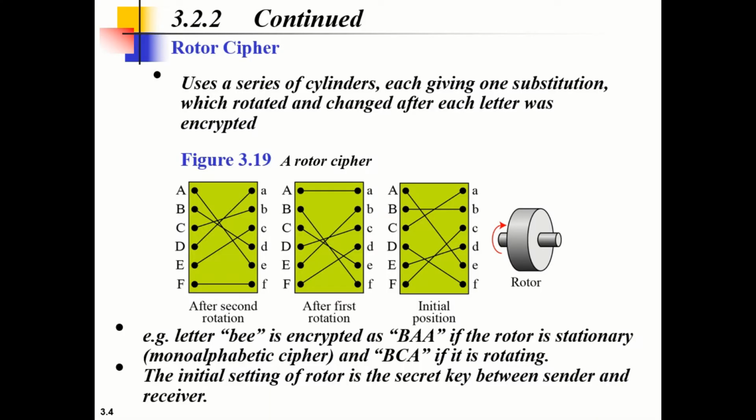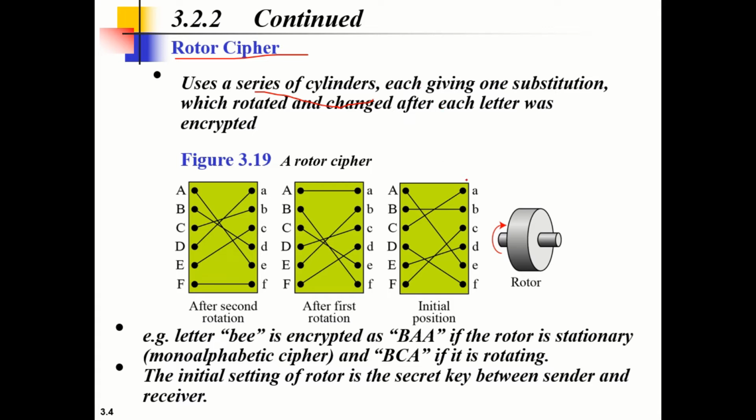Okay, the next ciphering technique under polyalphabetic ciphering is the Rotor Cipher. So in Rotor Cipher, what do we do? We use a series of cylinders. These cylinders have 26 pins: 26 for input and 26 pins for output. The output of one cylinder acts as the input for another cylinder.